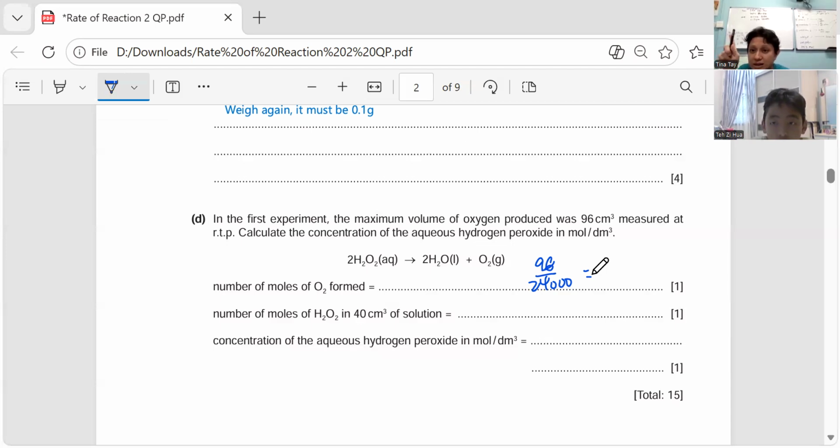0.004. You know why? Because my calculator put 4 times 10 to the power of -3. You know you can actually just put 4 times 10 to the power of negative 3. Of course you can, it is standard form. Why not?